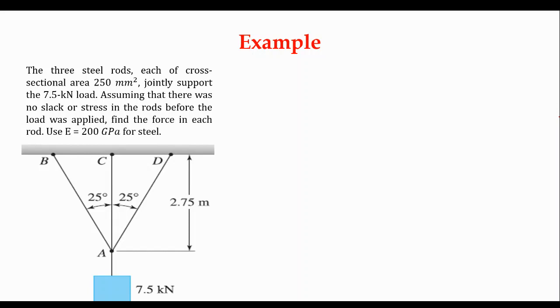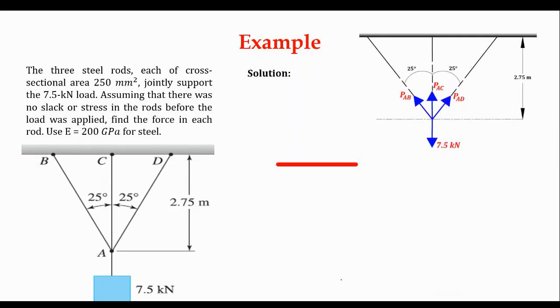Alright? So, of course, what can we imagine from the figure? The figure has three rods, and it carries that 7.5 kilonewton load. Okay, so first things first, we have to draw the free body diagram. Alright, you can see the free body diagram.